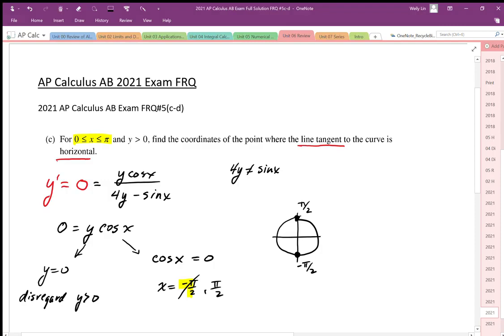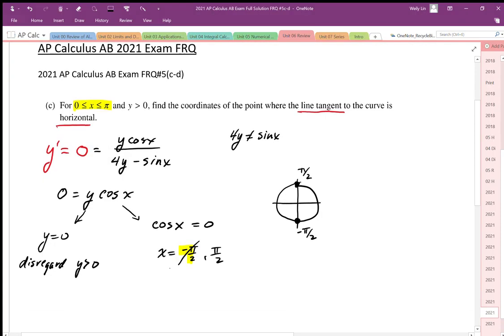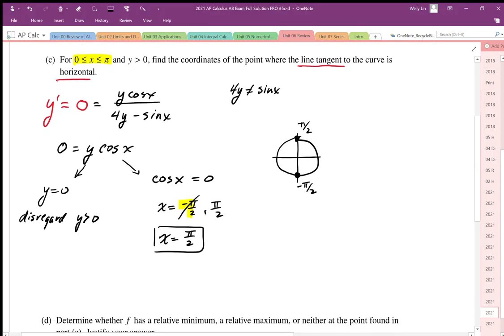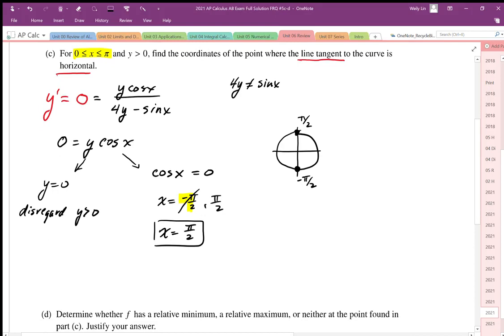So once we have x, we need to find the position. It says find the coordinate point of the point where the line is tangent. So we have the x position, we just now have to find the y. To find y, we're going to plug this into the original equation. Our original relationship was 2y squared minus 6 equals y sine x. Okay, so I'm just going to plug that in and solve.